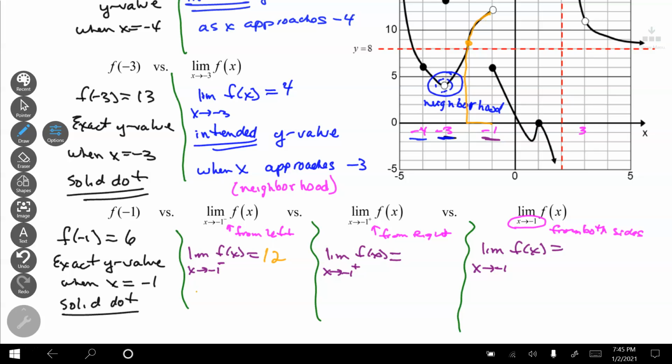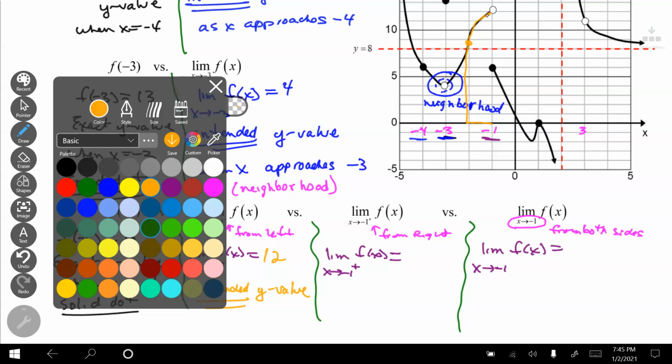So that's its intended y value. Now, it never gets there because there's an open dot there, but it gets as close as you can to y equals 12. So the closer I get to -1 from the left side of -1, the closer I'm getting to y equals 12.